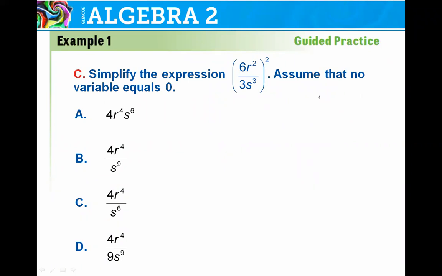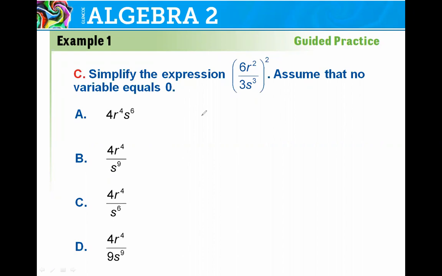I'm going to Salman. Yes, Mr. Okay, Salman, can you read example C, please? Simplify the expression 6r squared over 3s cubed, all squared. Okay, so we need to simplify this.